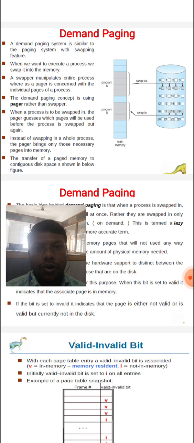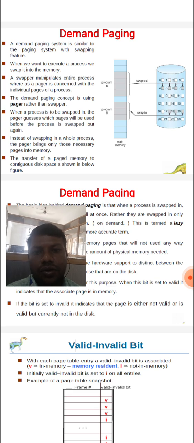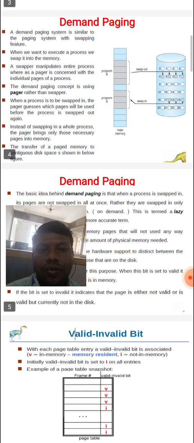The swapper manipulates the entire process, whereas the pager is concerned with the individual pages of a process. Demand paging is considered a pager rather than a swapper. When a process is to be swapped in, the pager guesses which pages will be used before the process is swapped out again. Instead of swapping the whole process, the pager brings only those necessary pages into the memory. The transfer of a paged memory to contiguous disk space is shown in the figure below.